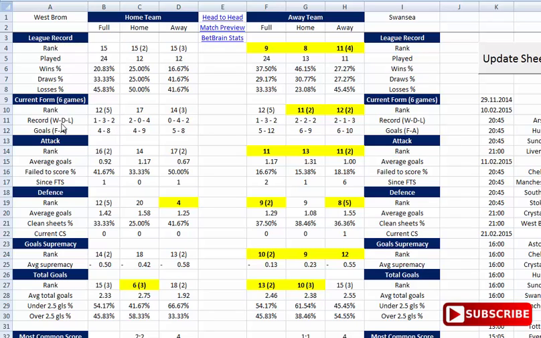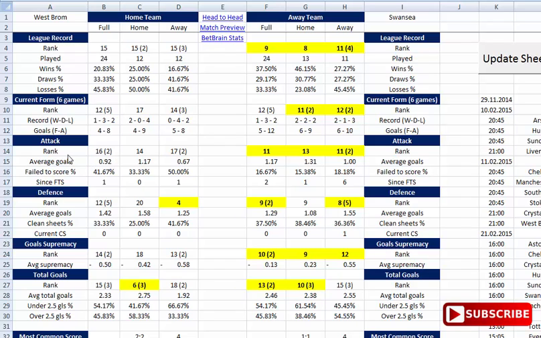Okay. Then you've got their won, drawn and lost over the last 6 games. They've won 1, drawn 3 and lost 2. They've scored 4 goals and conceded 8. And can we do the same thing again for the home games and the away games?